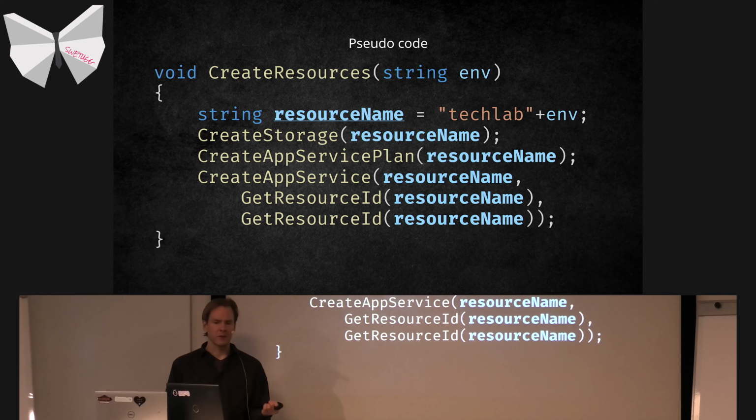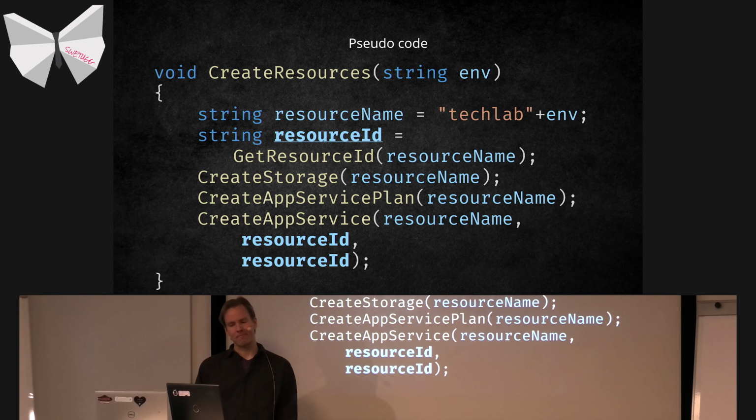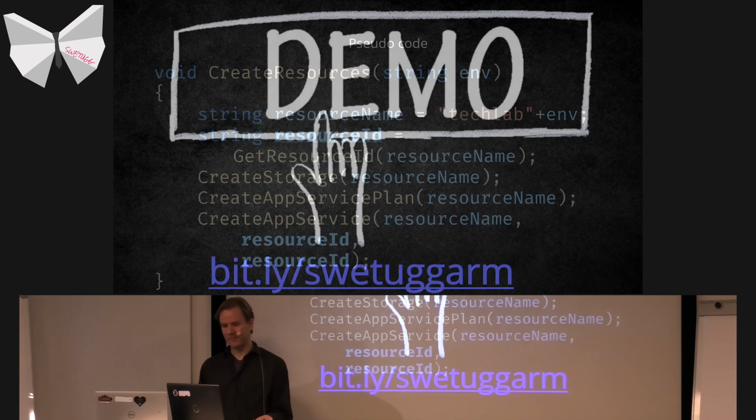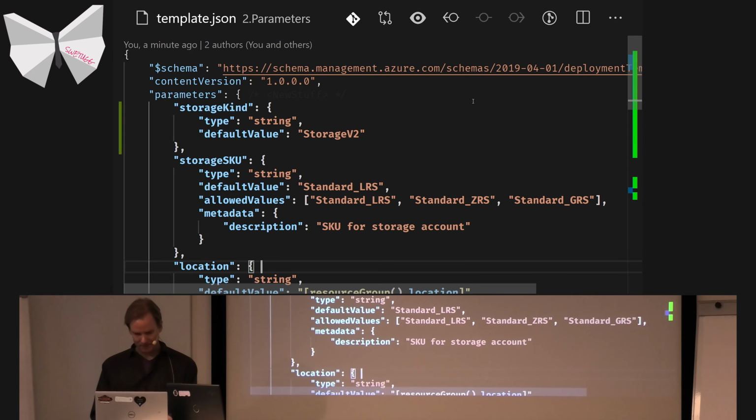So here I introduced the variable resourceName, where I add TechLab and the name of the environment, and I use that in the 5 places. But now I see that I called the getResourceId function 2 times, so I introduced another variable for that, resourceId. I call the getResourceId function, and I use the value in 2 different places. So let's look at how you can do this in an ARM template.